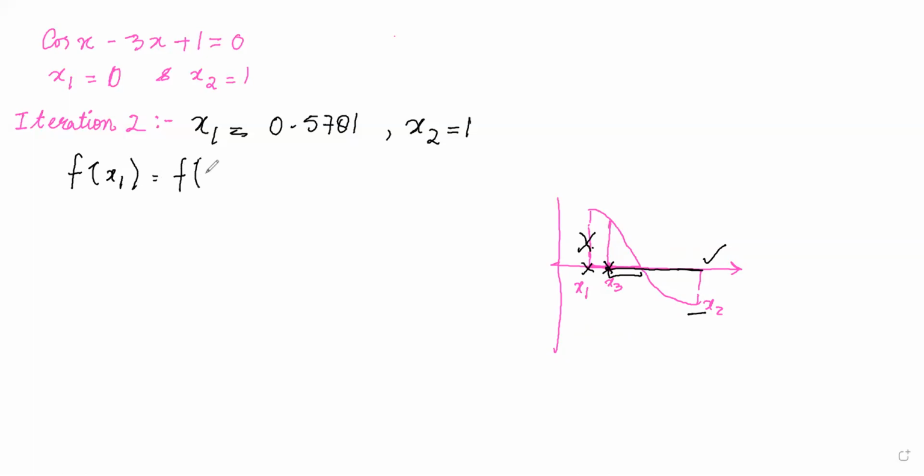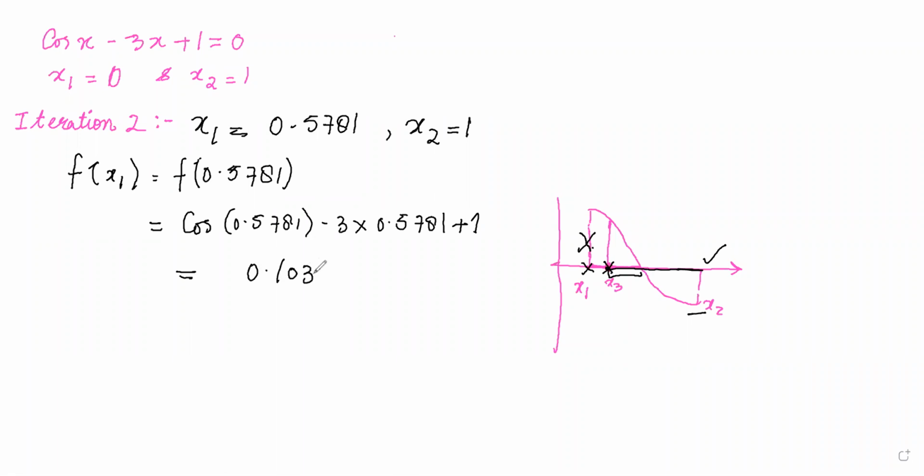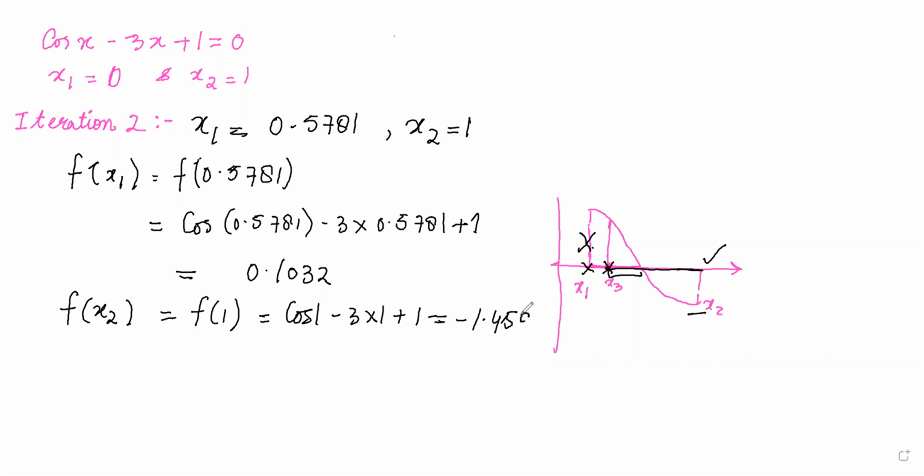That is f of 0.5781, which is equal to cos of 0.5781 minus 3 into 0.5781 plus 1. Our f of x1 is coming out equal to 0.1032. Now we have already calculated the value of our f of x2, that's equal to f of 1, which is cos of 1 minus 3 into 1 plus 1, and that is equal to minus 1.4597.